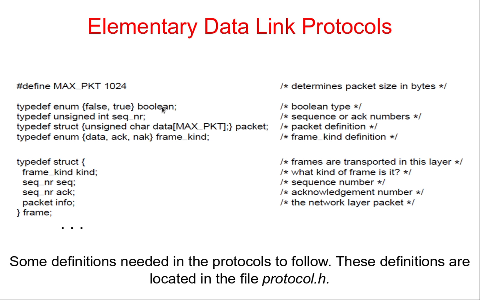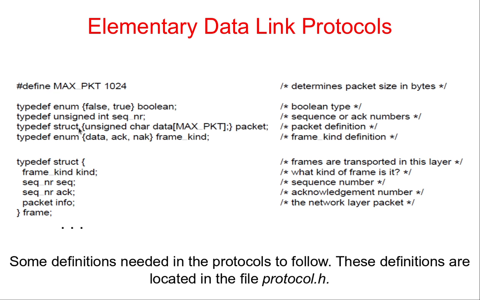So we will understand the data types defined and some variables which are required for the data link protocol implementation. First we define MAX_PKT, the maximum packet size, as 1024. Next we define a boolean data type which can have only two values, false and true. Then we define a sequence number, which is an unsigned integer used to sequence the frames being sent and received.